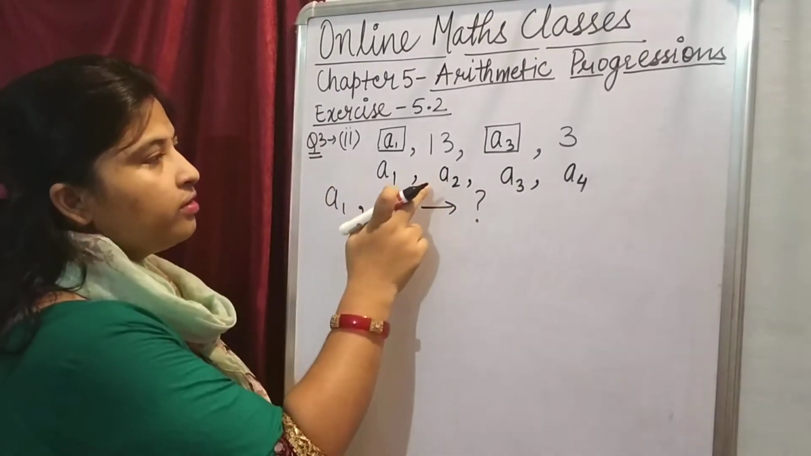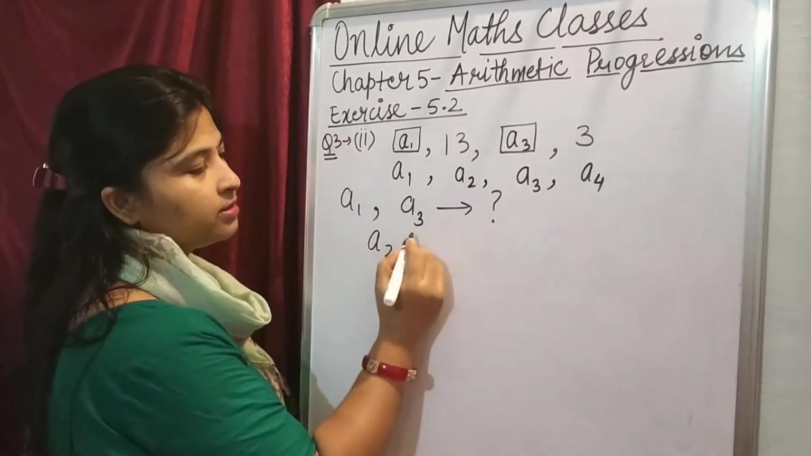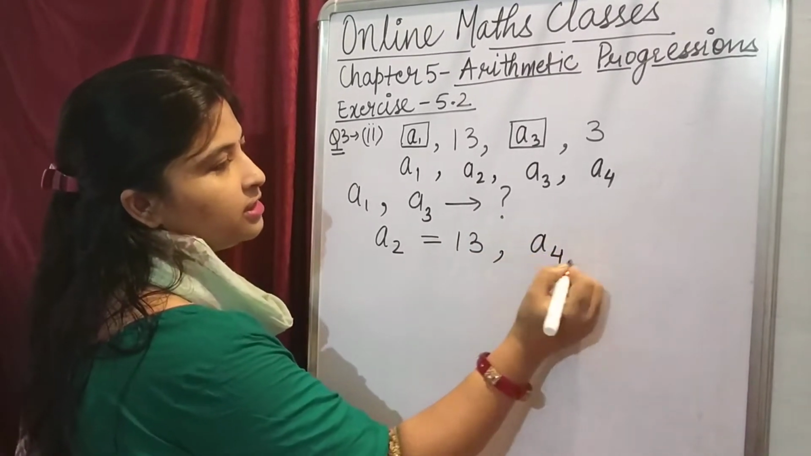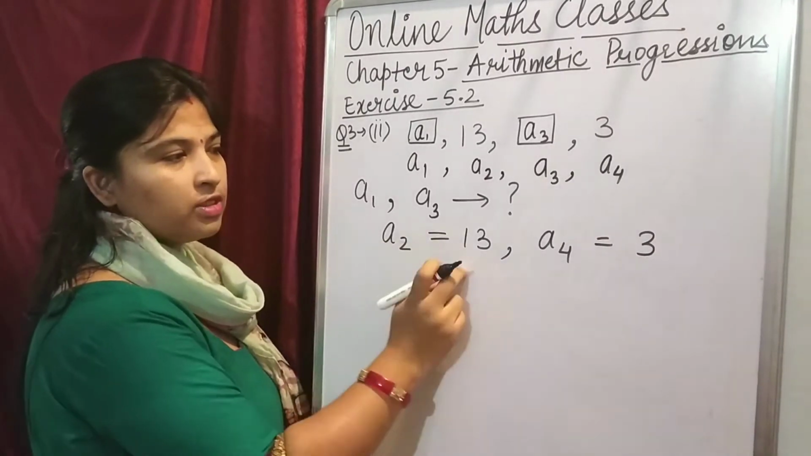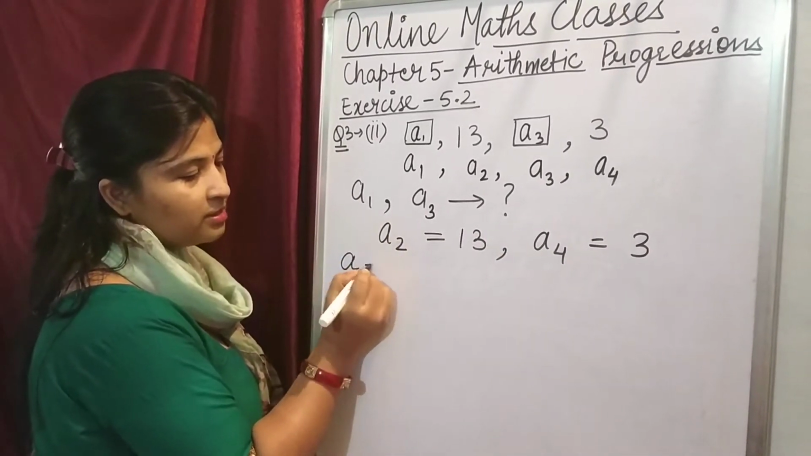Now here, what values are given to you? The value of A2 is 13, and the value of A4 is 3. That is already given to you. From this only we will try to find the answer. Can I write A2 as A plus 1D?